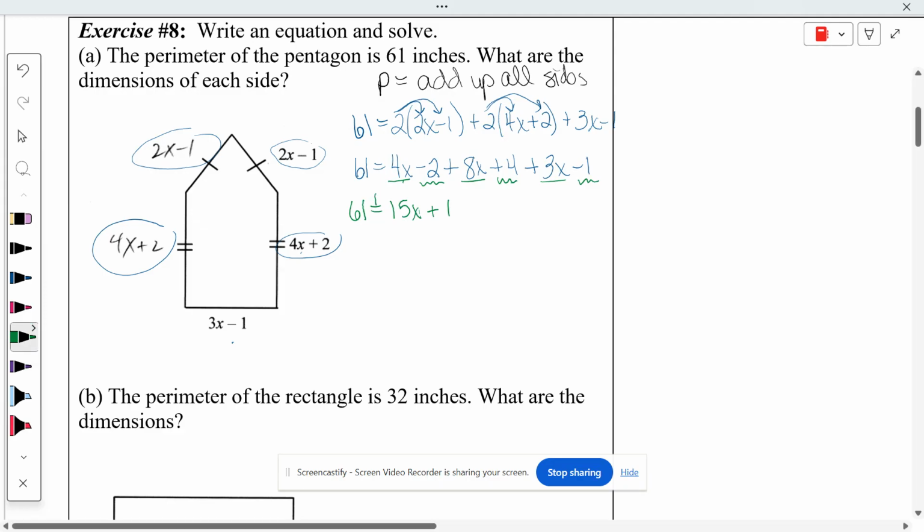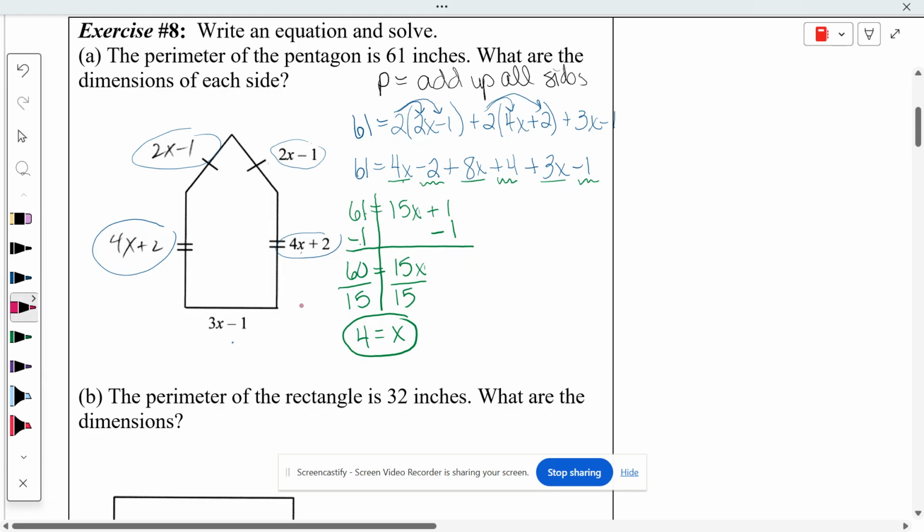That's what I'm trying to solve. I have to get x all by itself. The first thing I'm going to do is move that positive 1 to the other side. Opposite side, opposite operation. 61 minus 1 is 60 equals 15x. Divide both sides by the number attached to the variable, which is 15. So 4 equals x. So x equals 4.